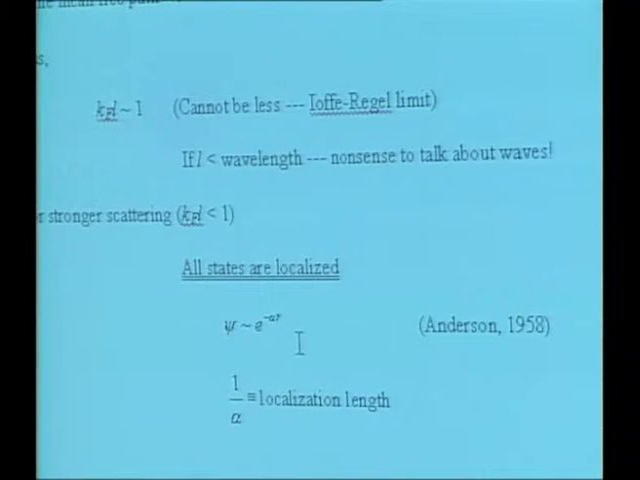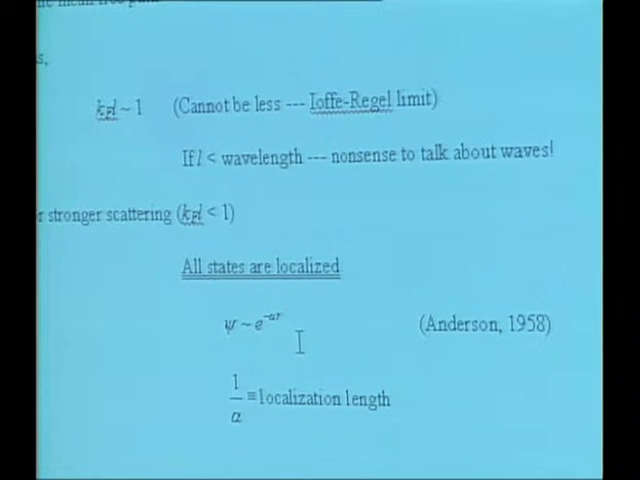Now, people speculated on this, but what happens when the disorder becomes so large that K_F L would be less than 1, we now know, because of the work of Anderson in 1958 and the work of others, that the wave functions become localized. They're no longer extended waves. They become localized, and this localization length, 1 over alpha, will depend on the strength of the disorder.